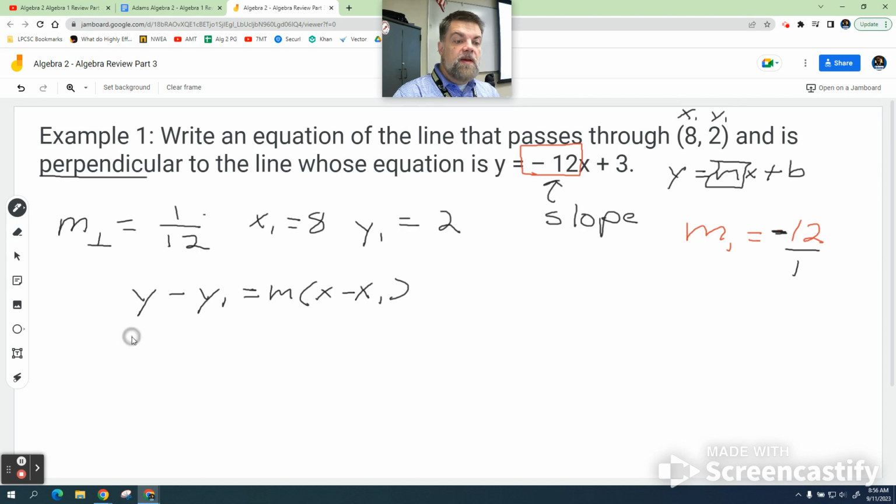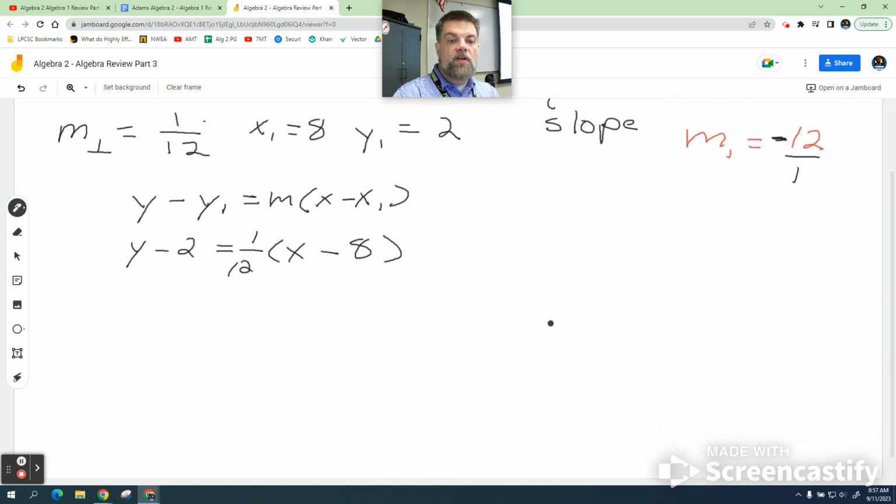So now I just plug in my math. So I say y minus y sub 1, which is actually 2, is equal to my new slope of the new line, which is 1 over 12. Don't worry about that yet. Times the quantity x minus x sub 1, which is 8. All right? What do we do next? We're going to have to distribute the 1 over 12 through the parentheses. So 1 over 12 times x is 1/12 x. Okay?